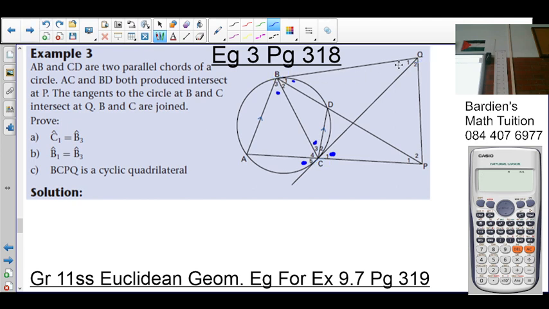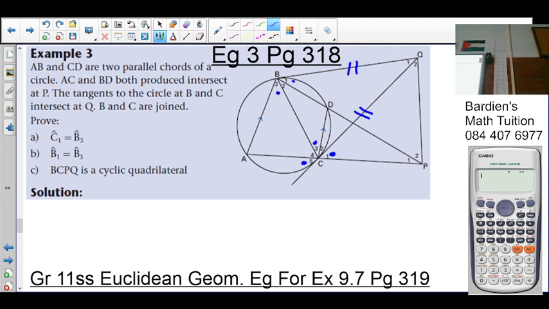If BQ is a tangent and CQ is a tangent. Yes, what do you say? Tangents from a common point. So what does that mean? That BQ is equal to CQ. You can't help but love these questions.